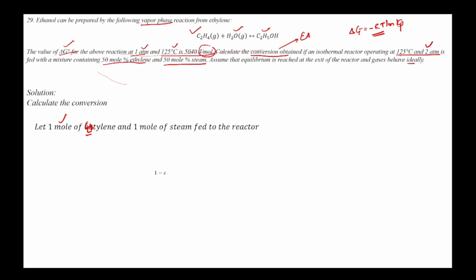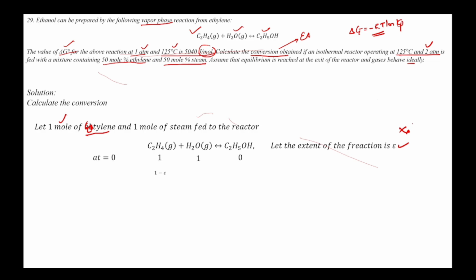This is the wrong spelling. Okay, just make it correct. Let 1 mole of ethylene and 1 mole of steam be fed to the reactor. So what is the reaction? This is the reaction, and let the extent of the reaction be this. This is the extent of the reaction, that is equivalent to conversion.